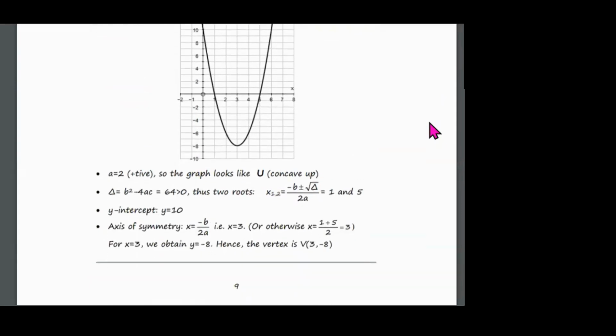Now you will calculate the vertex or axis of symmetry by calculating minus b over 2a. That is equal to 3. Also, you can get it by calculating the average of the roots. Like you can add 1 and 5, that is 6, divided by 2, that is 3. That is also an easy way out. Note down both the options. So when you get x equal to 3, you will put in the equation, you will get y equal to 8.